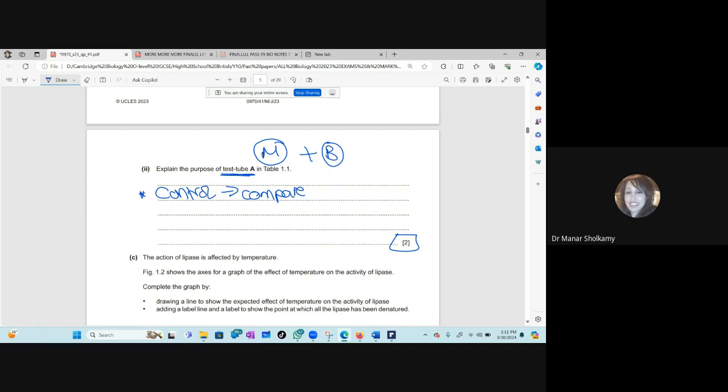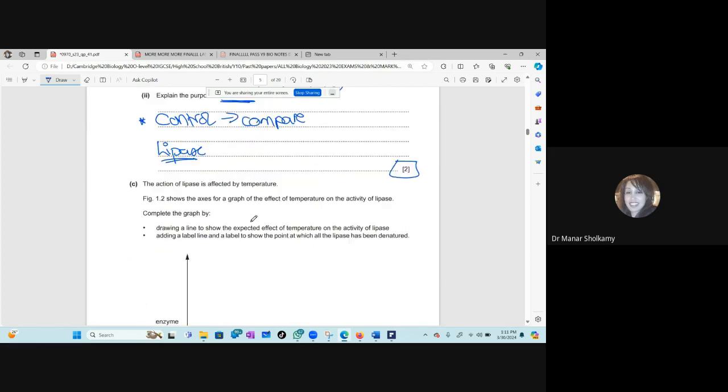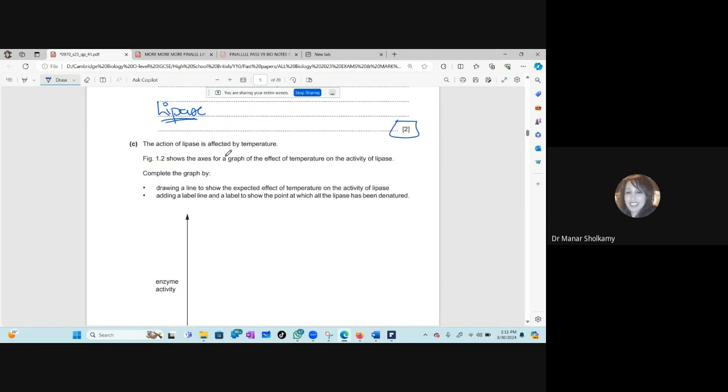Again, this is not enough. The problem with biology is that usually things are not enough. I want to know if the lipase is going to affect the reaction or not, if the lipase is needed for the breakdown of the fats or not.